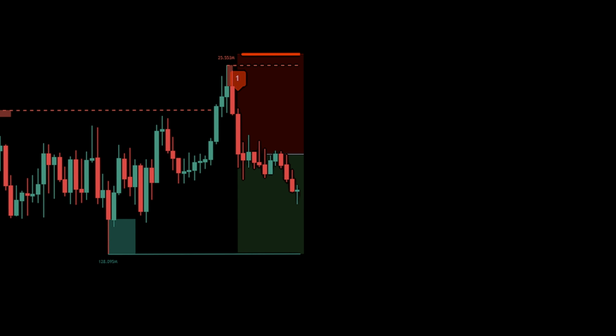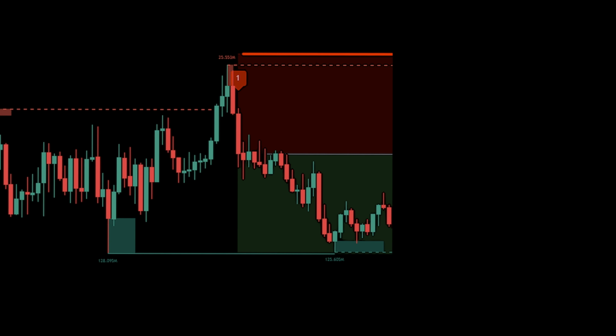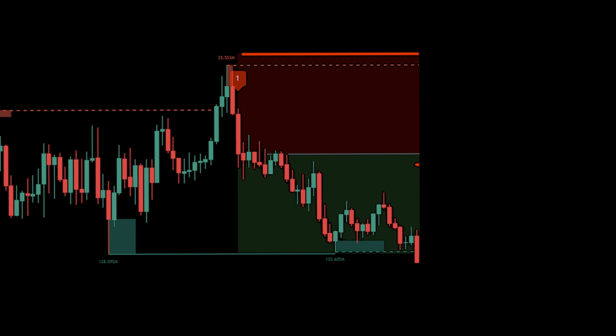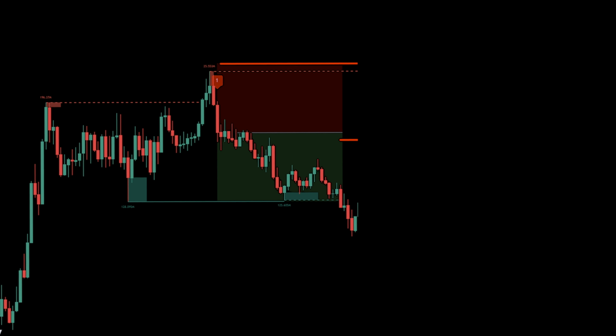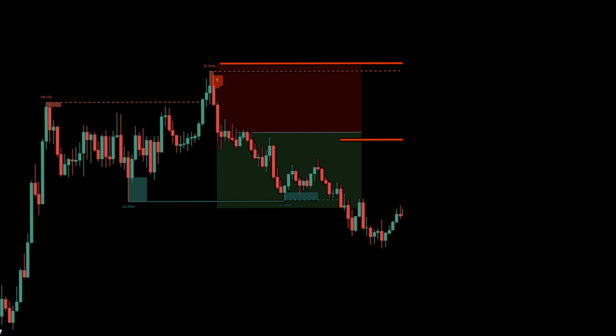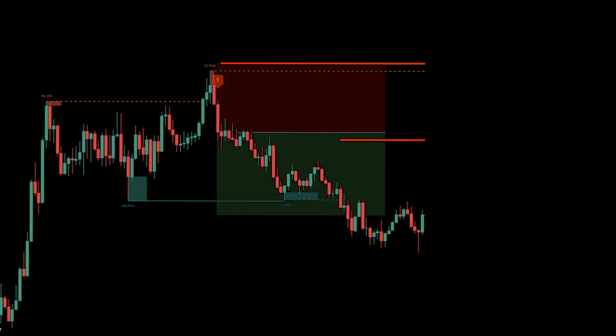Now, just like with buy trades, we'll use 3 targets for taking profits. First, we aim for a 1-to-1 risk-reward ratio. At this candlestick, our first target is hit. At this point, it's crucial to take partial profits and move the stop loss slightly below the entry to protect the risked money. For the second take profit target, we aim for a 1-to-2 risk-reward ratio.